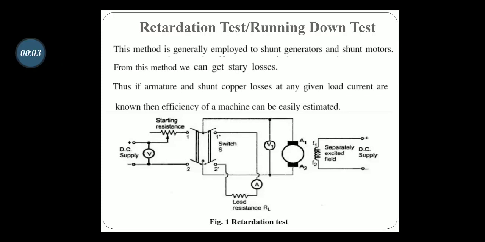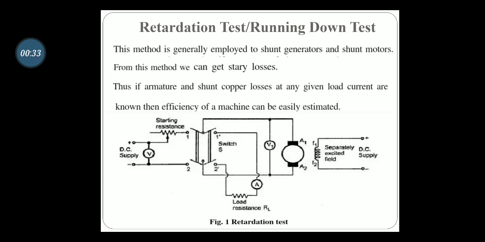In the last video we discussed testing of DC motor. In that we discussed the types of testing, that is direct method of testing and indirect method of testing. In direct method of testing we discussed the brake test or load test, and we also discussed two more tests on indirect method of testing, that is Swinburne test and Hopkinson test.